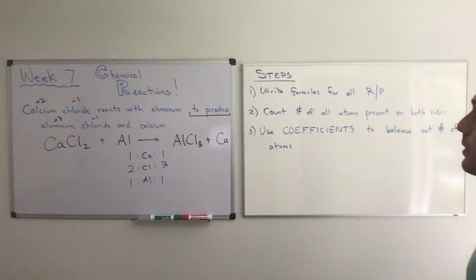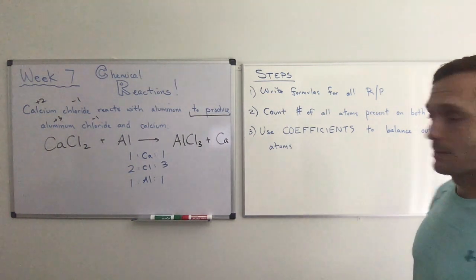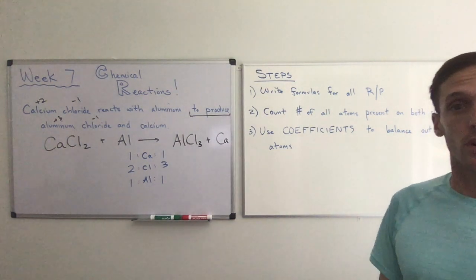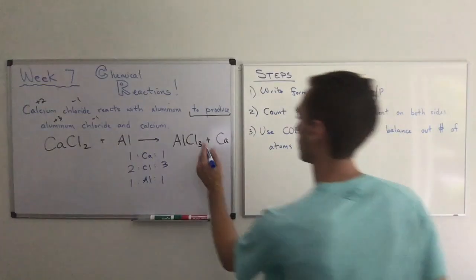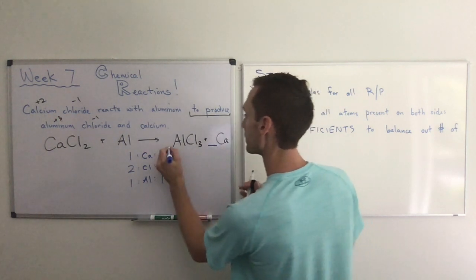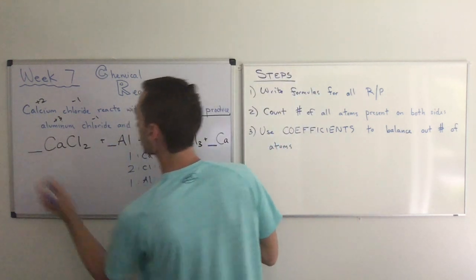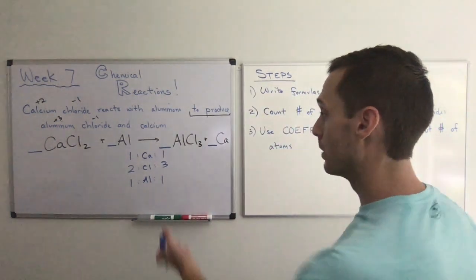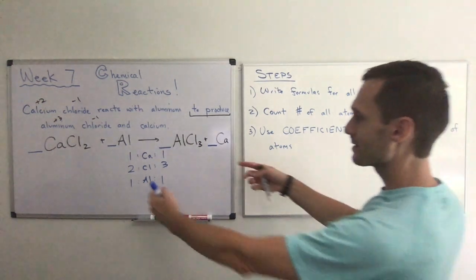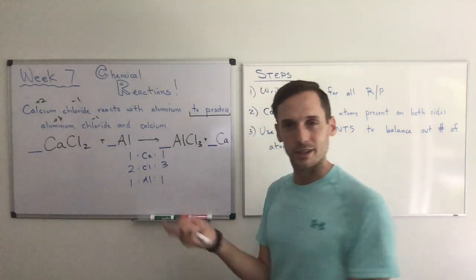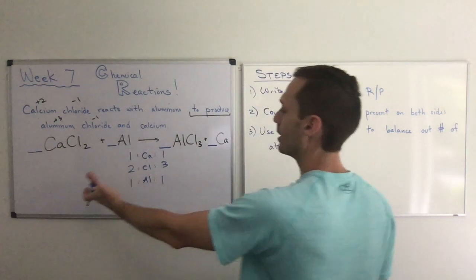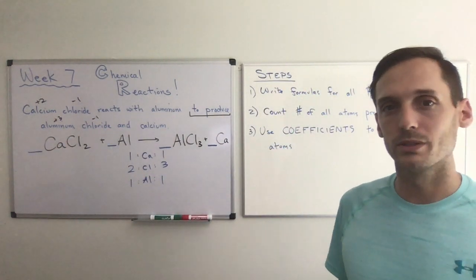I've gone ahead and written step 3, which is the actual balancing part, right? What we're going to do is use coefficients to balance out the number of all atoms, okay? So let me squeeze this in here a little bit, because we are going to write coefficients out front of all reactants and products in order to balance these number of atoms out in our reaction. So you can see that calcium's already good, aluminum's already good. Those aren't the problem. The problem is the chlorines, right? So we have 2 chlorines on the left, 3 chlorines on the right. How are we going to get those to even out?